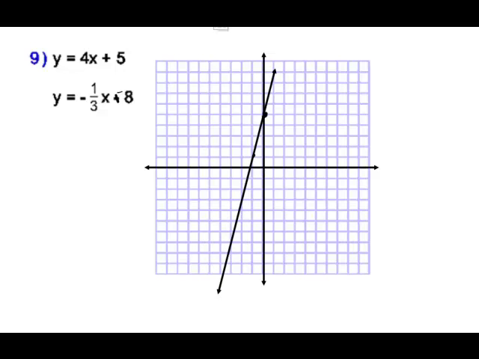Okay, now do this one. My y-intercept is negative 8. My slope is negative 1/3, so that's up 1 and over 3. And notice what happens already. It already intersects at a place without even drawing my line. Okay? So that's kind of neat. Works out for us right here.